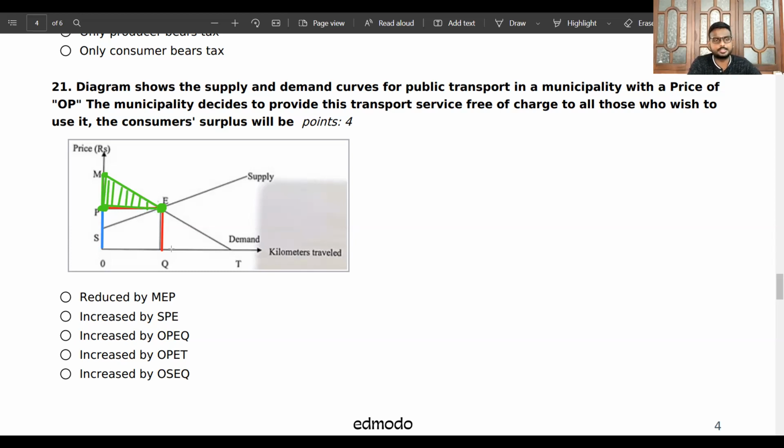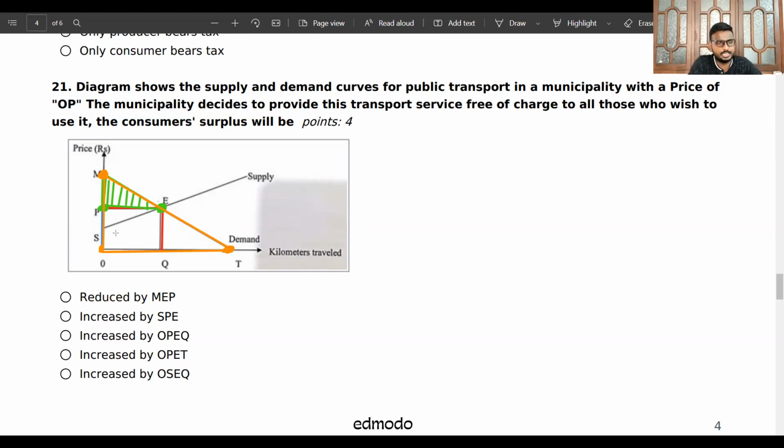Now, consumer surplus, after this product being given for free, what's the price the consumer is now paying? 0, nothing. So consumer pays nothing. What was the maximum demand price? That is the M. And what's the quantity they'll be buying? At 0 price, if you see demand is here, T point. So now consumer surplus will be this MTO triangle.